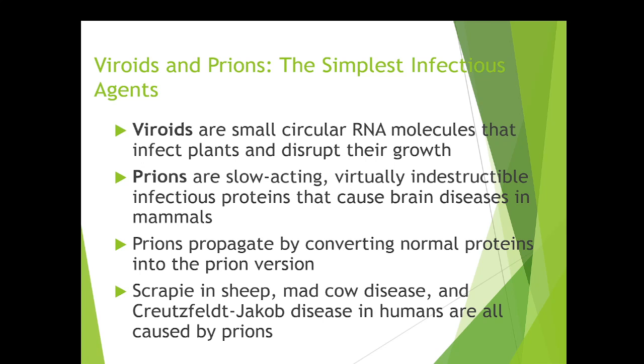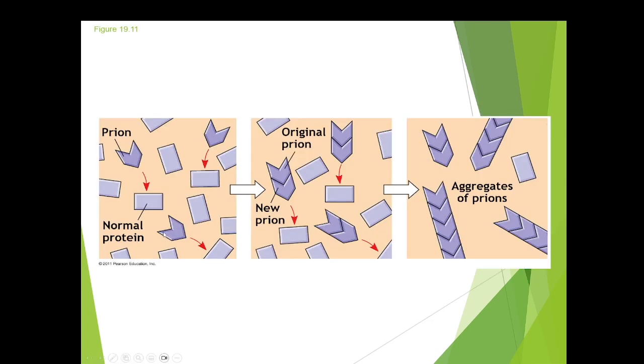Prions are usually hard to treat because they're slow-acting proteins that cause brain diseases because they propagate their misfolding. So prions are misfolded, but they convert normal proteins into the prion version. Scrapie in sheep, mad cow disease, and Creutzfeldt-Jakob disease in humans are all caused by these prions. So if we look at that, what happens is the prions get into whatever location you've got that normal protein, and they spontaneously cause those proteins to misfold and they aggregate.